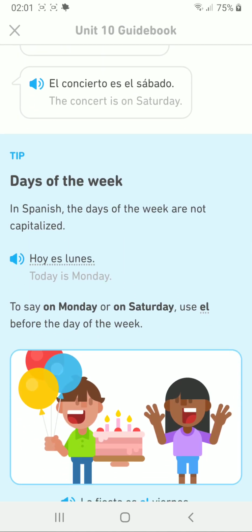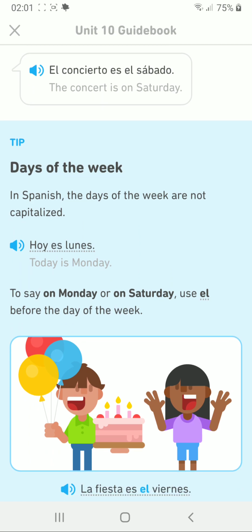In Spanish, the days of the week are not capitalized. Like in English, we say Monday with a capital M. Hoy es lunes. To say on Monday or on Saturday, you say el before. It's very important. This article says that it's on that day. So el partido es el sábado. El concierto es el lunes.